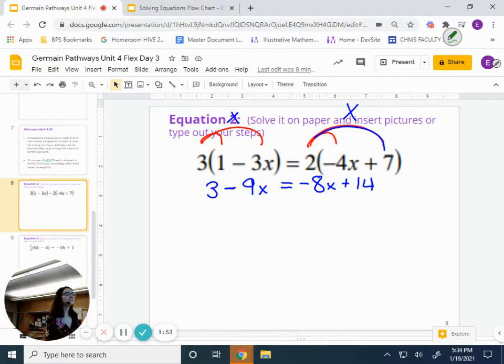Okay, so now you're going to take 3 minutes right now to solve and get your x's by themselves. So first step, you want to get your x's over to one side. Then you want to get your x by itself by doing the inverse operation. Take 3 minutes right now to attempt to solve this one.